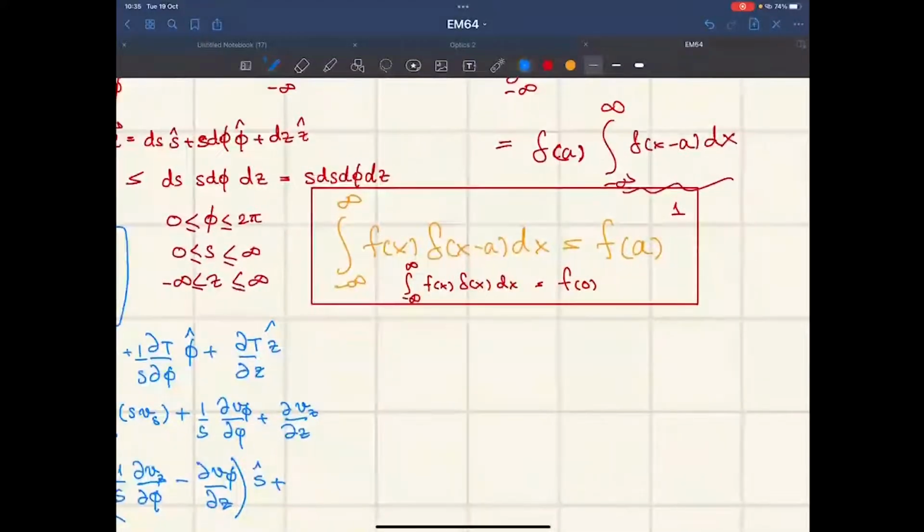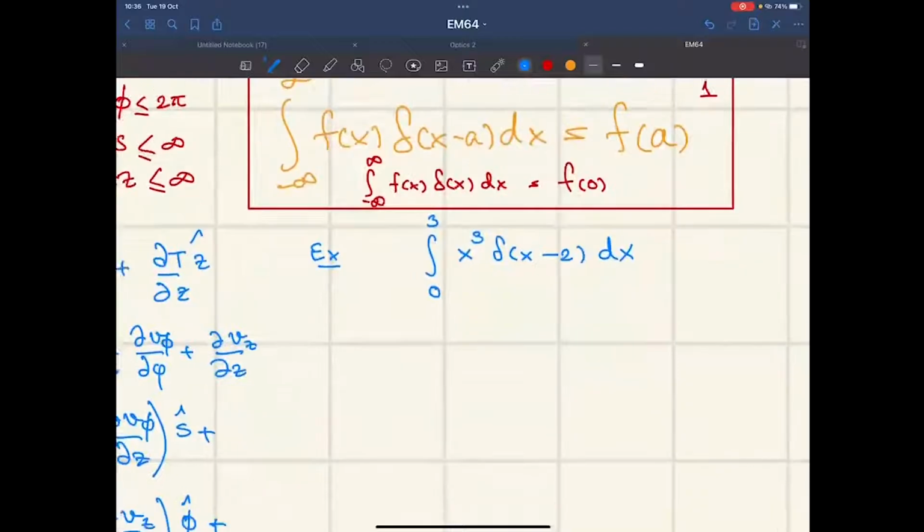Okay, no one answers. Let's try an example here. Our example is simple. It's just from 0 to 3, from the book. The integral of x to the third multiplied by the Dirac delta function at x equal to 2, dx. What is the integration? Let me draw this picture here first.